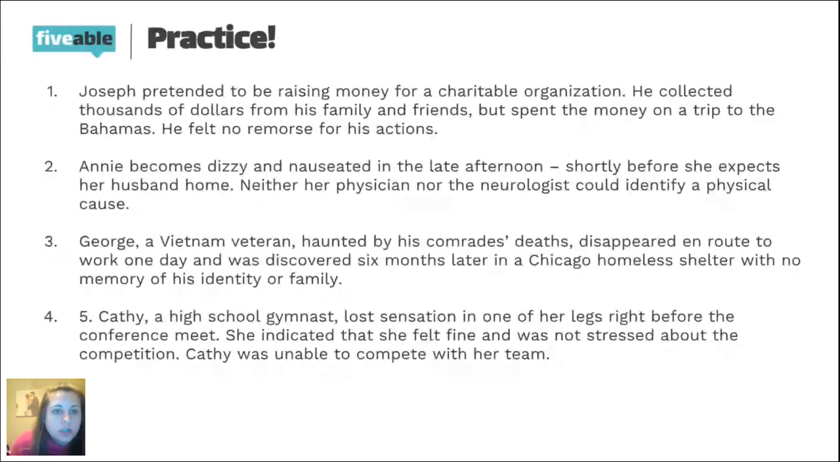So number 1, Joseph pretended to be raising money for a charitable organization. He collected thousands of dollars from his family and friends, but spent the money on a trip to the Bahamas. He felt no remorse. What disorder could we categorize that as? Throw it in the chat when you think you know it. Give you like 20 more seconds, and then I'm just going to say it.